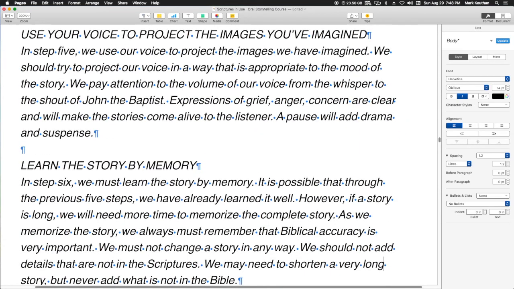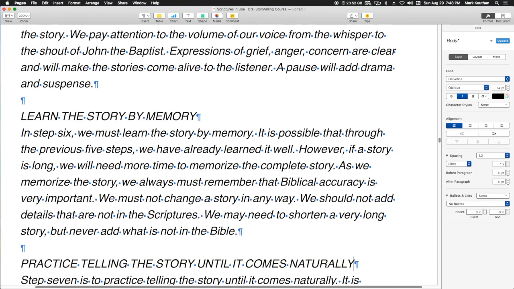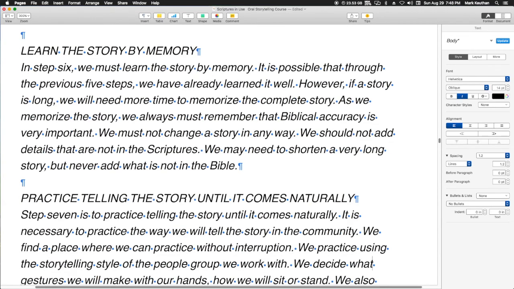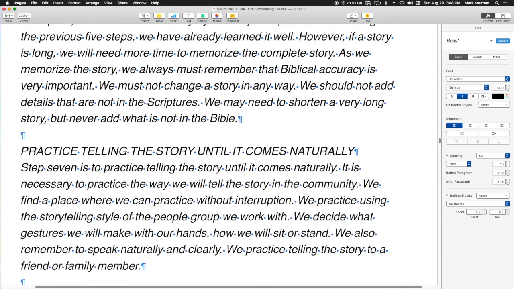All right, I'm moving down to what we're going to do next week. Next week, in week 3, learn the story by memory. And you can read this as well as I can. We've talked about that a little bit already. You learn it, not memorize it, and practice the story until it comes naturally. All right, so there it is.